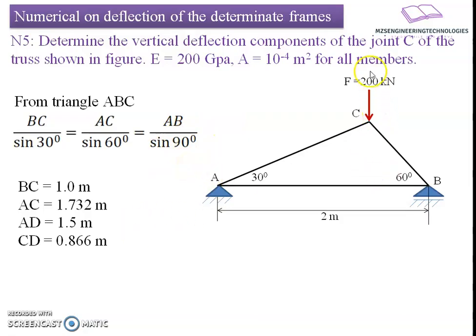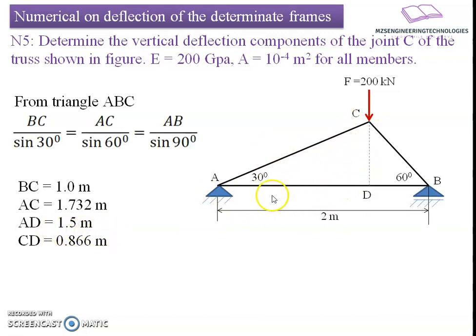Now I am interested to know the perpendicular intercept of this vertically downward load. For that, I will extend the line of action of this point load over the member AB, which will cross AB orthogonally. Let us say angle D is 90 degrees. From triangle ADC, we know the relation cos 30 is equal to AD divided by AC. If we substitute the value of AC here, we get AD as 1.5 meters.